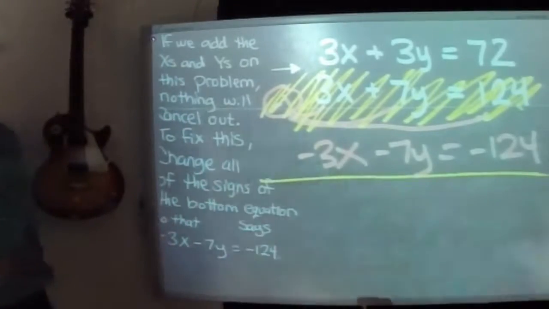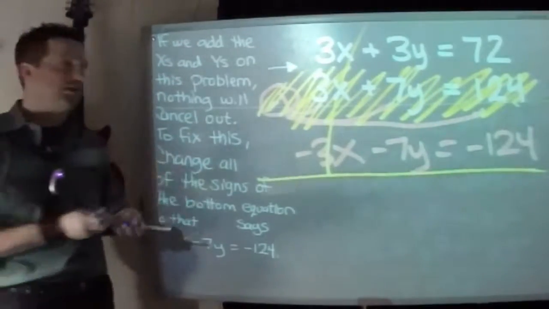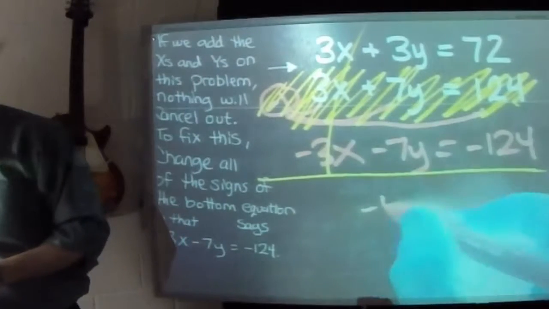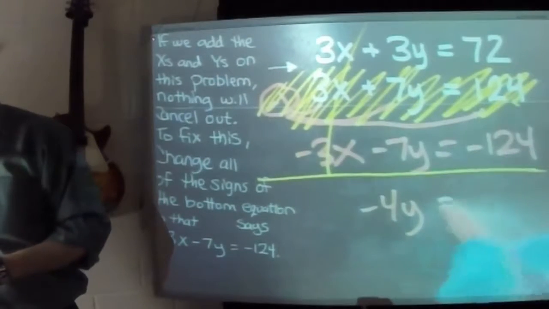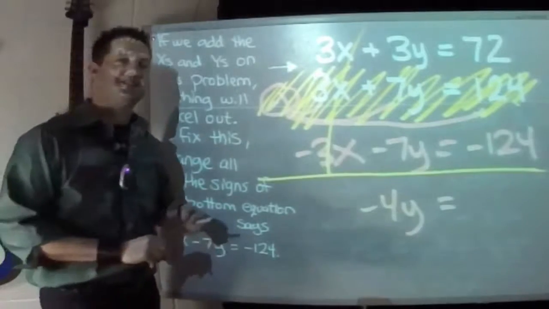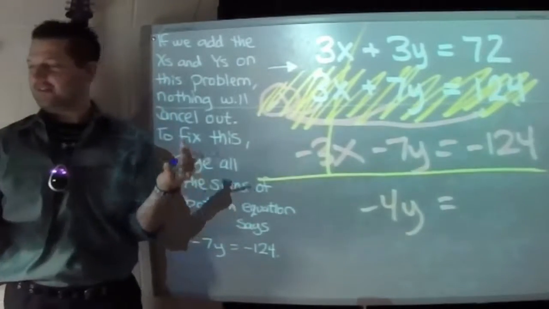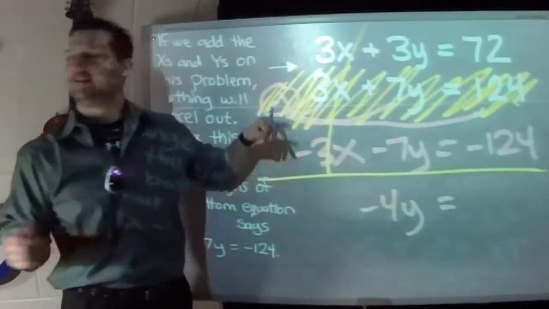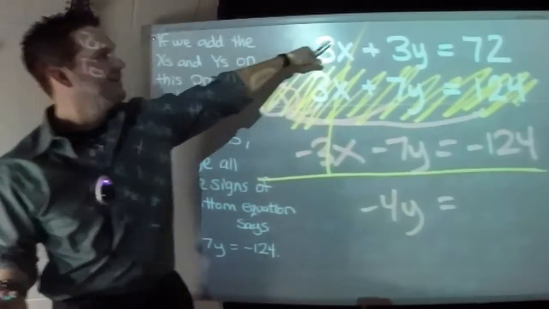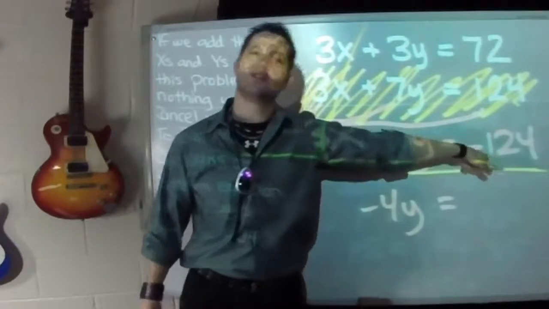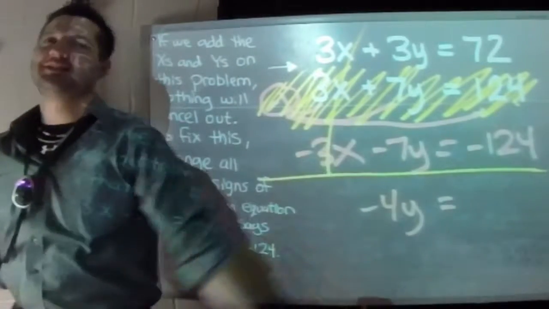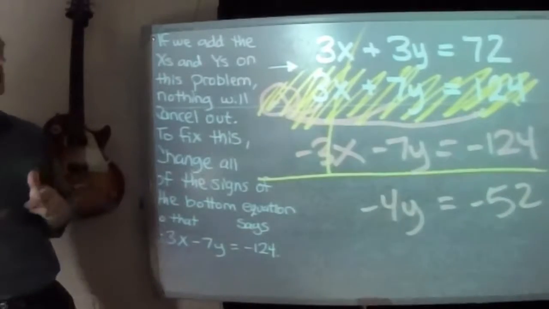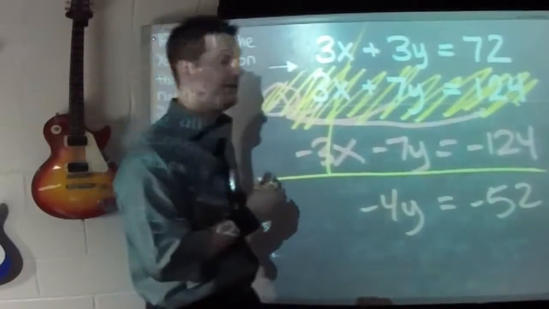Yeah, it's gone. That's the elimination part. 3 minus 7, negative 4y. You meant negative 4y, right? This is the one that I did to 6 earlier. How do we get that? 1, 2, 3, negative 1. Okay, 72 minus 124. Use your calculator, Jeff. Negative 52, I guess.